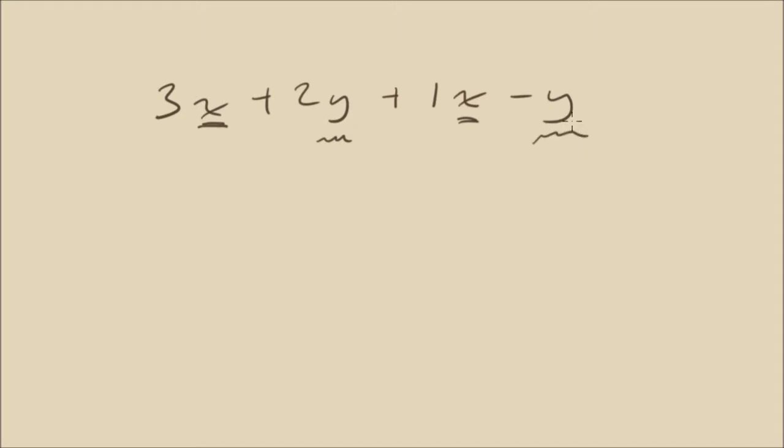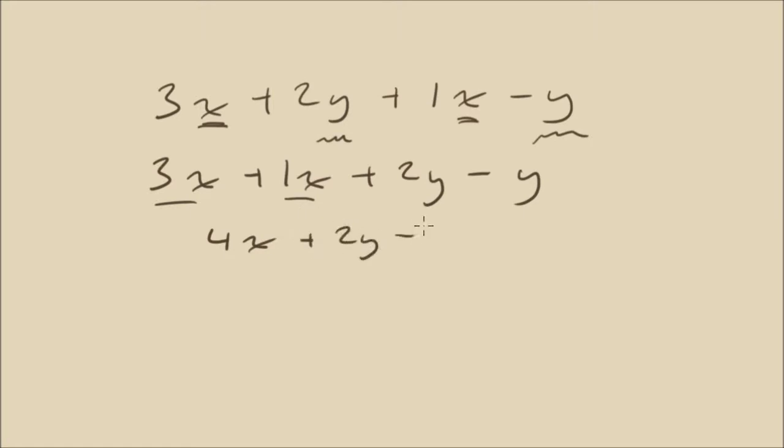So that means I should be able to regroup these, and the reason I can regroup these values is because of my commutative property of addition. So I'm just going to group these together. That's the same as me having 3x plus 1x plus 2y minus y. The reason I group them together is that they have the same variables, so I can actually add these two together. When I add them, all I do is add my coefficients. So that's the same as 4x plus 2y minus y. Now I'll do the same thing with these two: 4x plus y, because 2y minus y will just give me y.